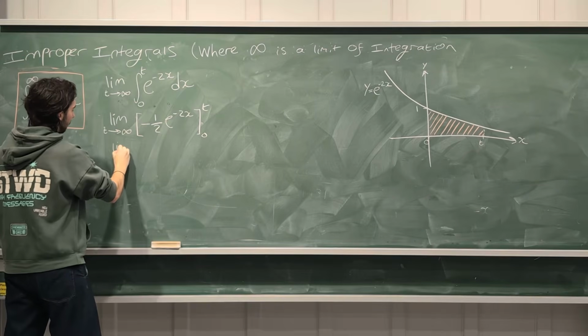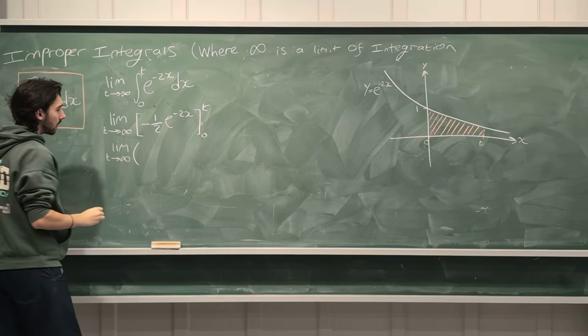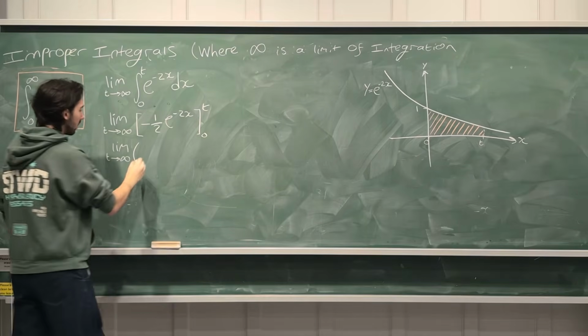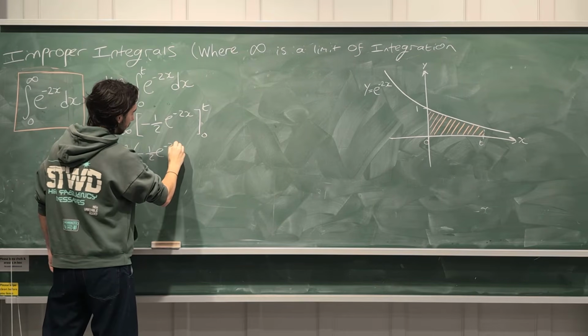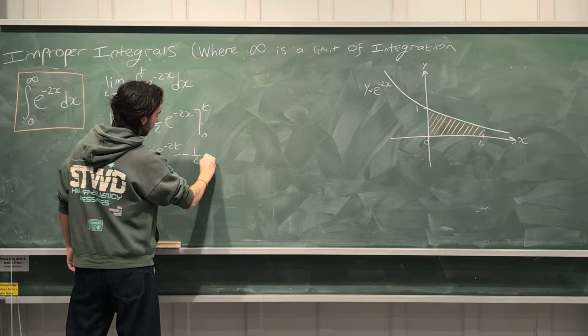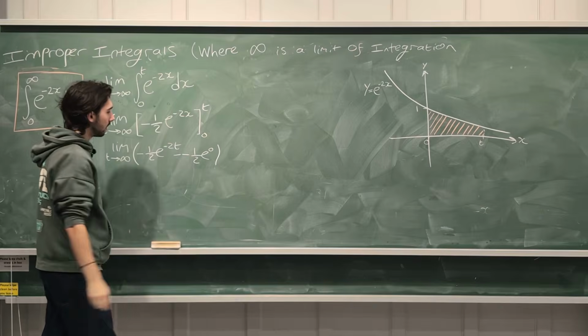Okay. Once again, writing the limit as t approaches infinity. Now, let's just plug in the limits, right? Let's just evaluate this integral in terms of t. So we're going to have minus 1/2 e to the minus 2t, minus 1/2 e to the minus 2 times 0. So just e to the 0 there.